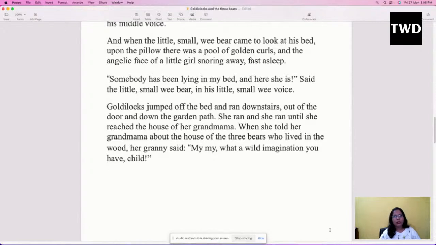So when Goldilocks got up, she just got scared when she saw these three bears, and she started running, and she went to her grandma, and then she said whatever happened with her. And her grandma said, "What a wild imagination you have got." So, could you understand what happened in the story? The whole story was happening in the dreams of Goldilocks. Yes, so this is how we are going to read the story.